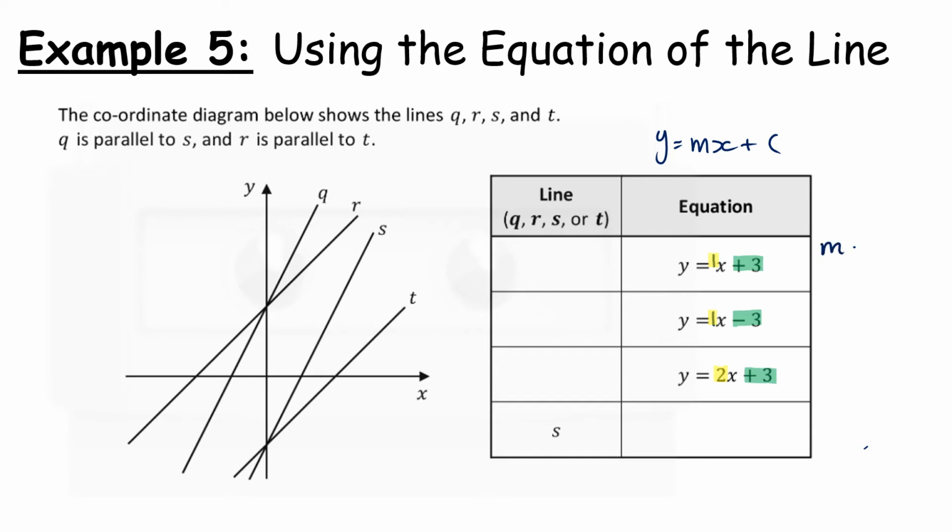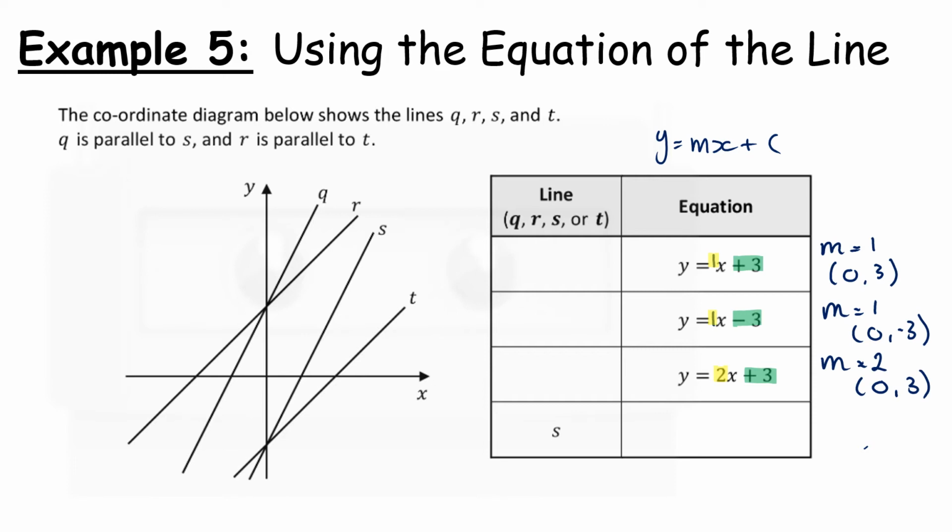So m equals 1 and my y-intercept is 0, 3. So that's the point it goes through. Here the slope is 1 and the point it goes through is 0, minus 3. Here m equals 2 and the line it cuts is 0, 3. So let's look at the question and see is there any more information given.